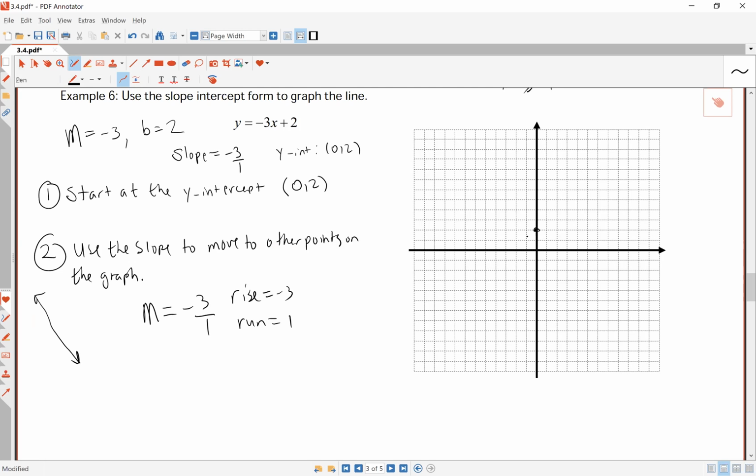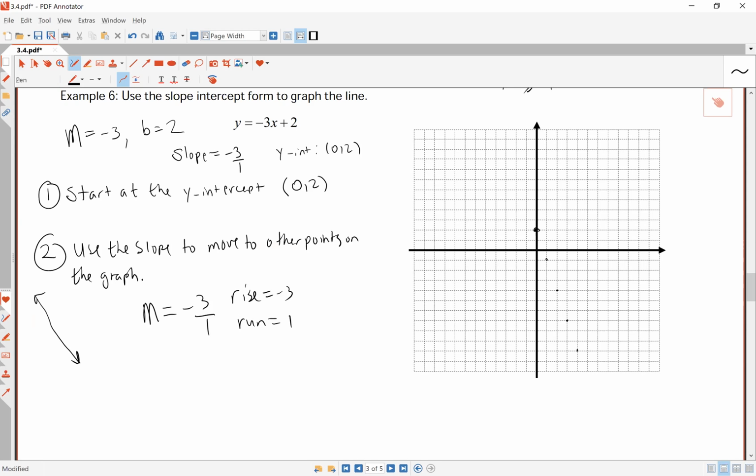So if we rise -3 from the starting point (0, 2), we go down 1, 2, 3, and run 1. Keep going, down 3 and run 1, down 3 and run 1, down 3 and run 1.